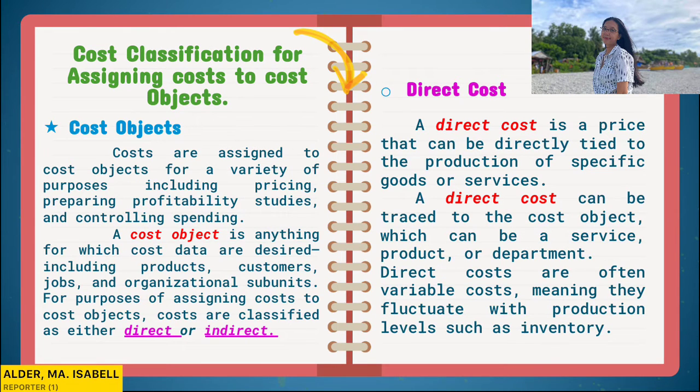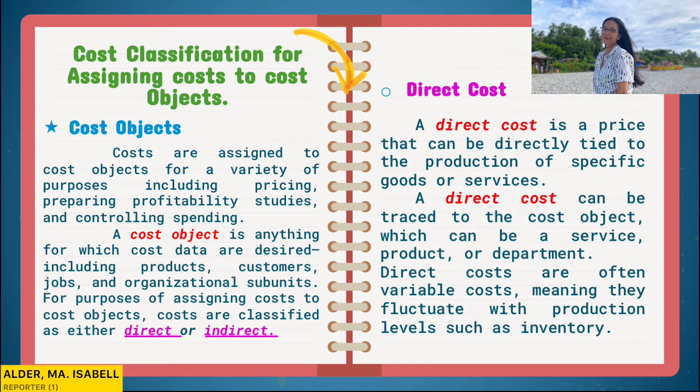And now let me discuss the cost classification for assigning cost to cost objects. Costs are assigned to cost objects for a variety of purposes including pricing, preparing profitability studies, and controlling spending. A cost object is anything for which cost data are desired, including products, customers, jobs, and organizational subunits. For purposes of assigning cost to cost objects, costs are classified as either direct or indirect costs.